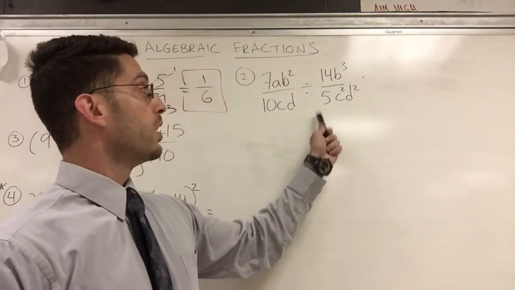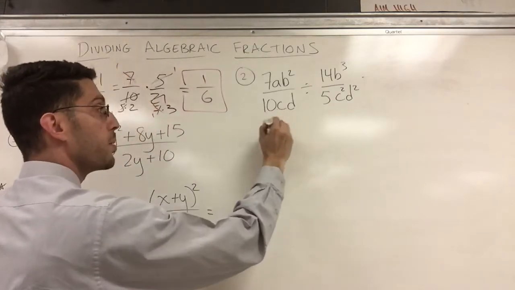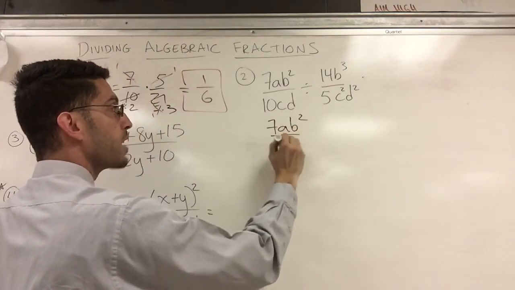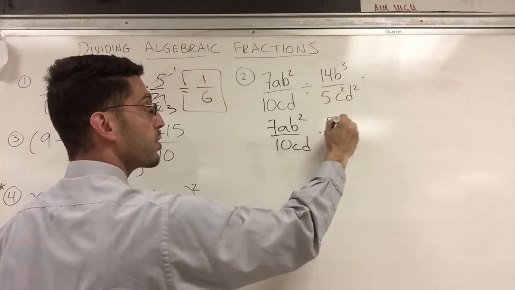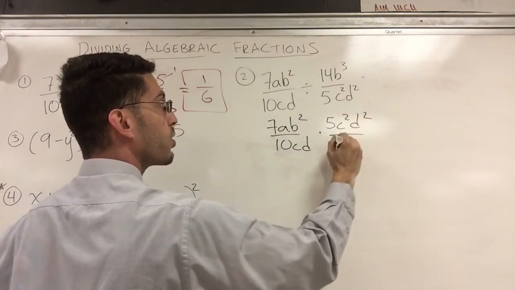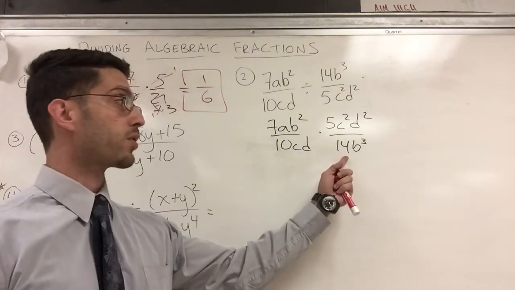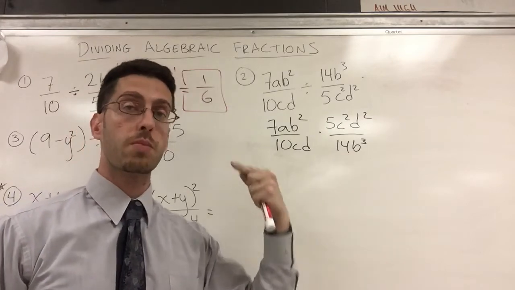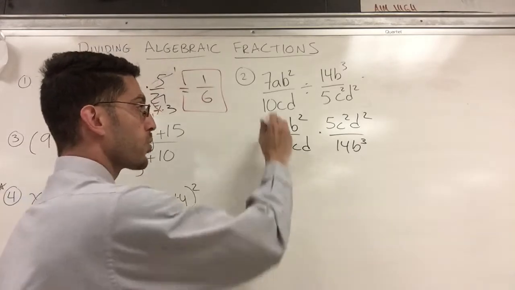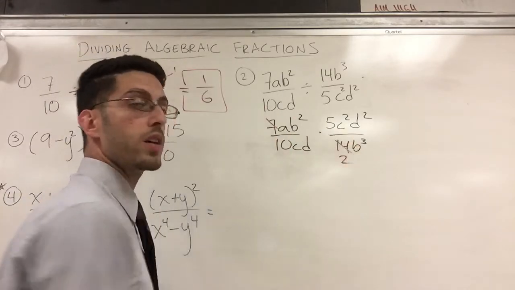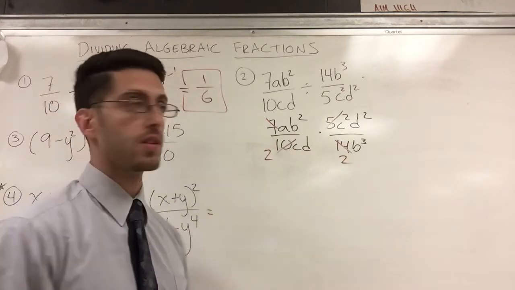All right, now I throw some letters at you, but the plan is still the same. The plan is keep the entire first fraction the same, change to multiplication, and then I'm going to flip that, so that should be 5c squared d squared over 14b to the third. And again, I could have written it in factored form as 7 times 2, so just keep that in mind. I'm actually going to not do it because I already know. So 7 goes into 14 twice, 5 goes into 10 also twice, nice coincidence.